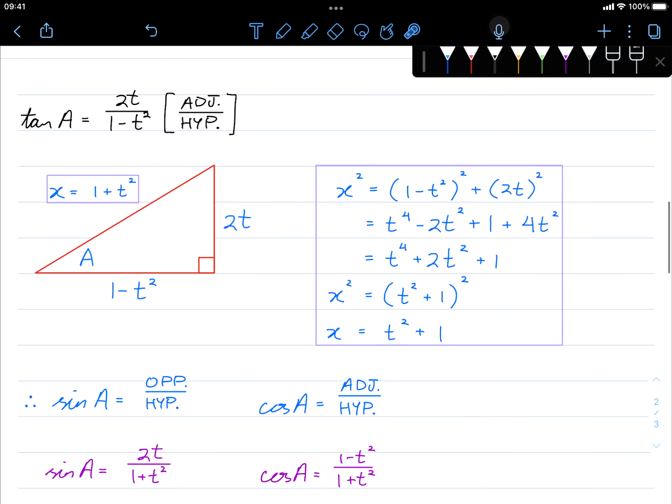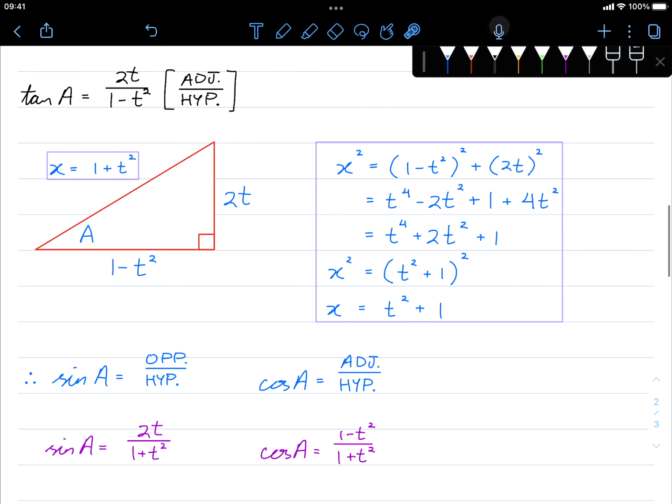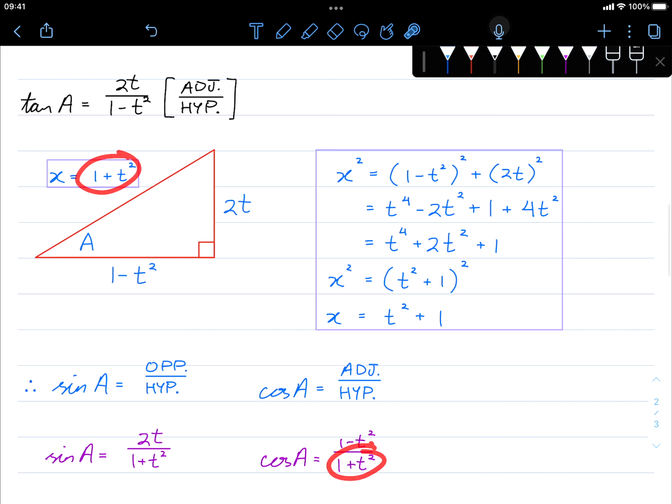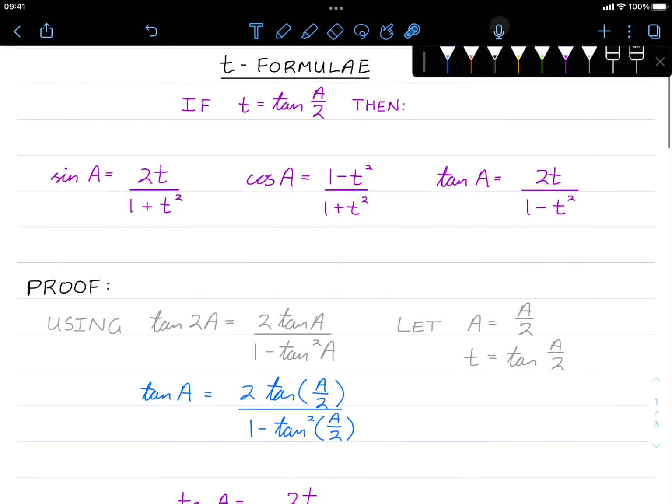Now from here, just use basic trigonometry once again. Sine is opposite over hypotenuse, and cos is adjacent over hypotenuse. So from A, opposite over hypotenuse, that's 2t over 1 plus t squared. And for cos, it's adjacent over hypotenuse. That's 1 minus t squared over hypotenuse, 1 plus t squared. And that there's the proof for these three identities.